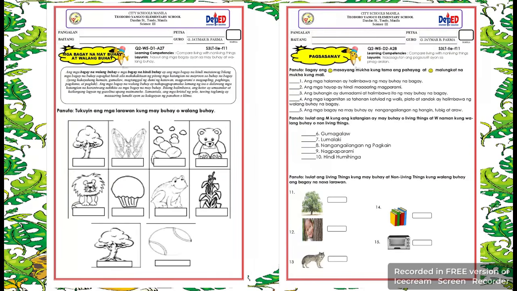For your assignment, answer the following worksheet.